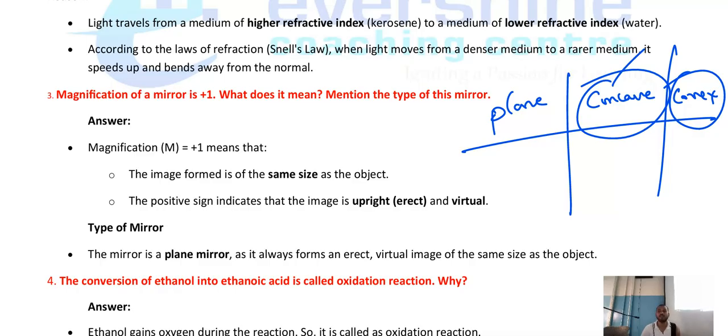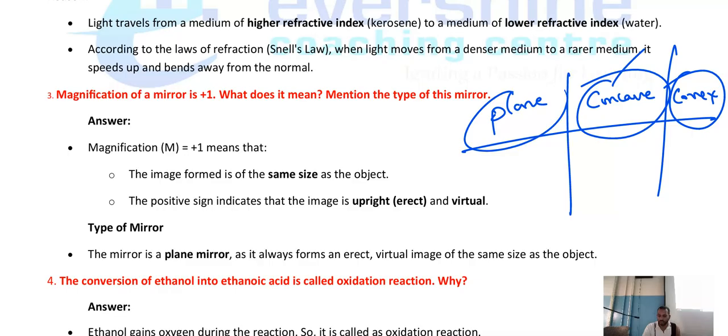Any doubts? Yeah, it is something related to the previous question that I have given. I am giving the hint here as the answer. Did you understand? To see anything larger, use concave; to see anything smaller, use convex. Any doubts?